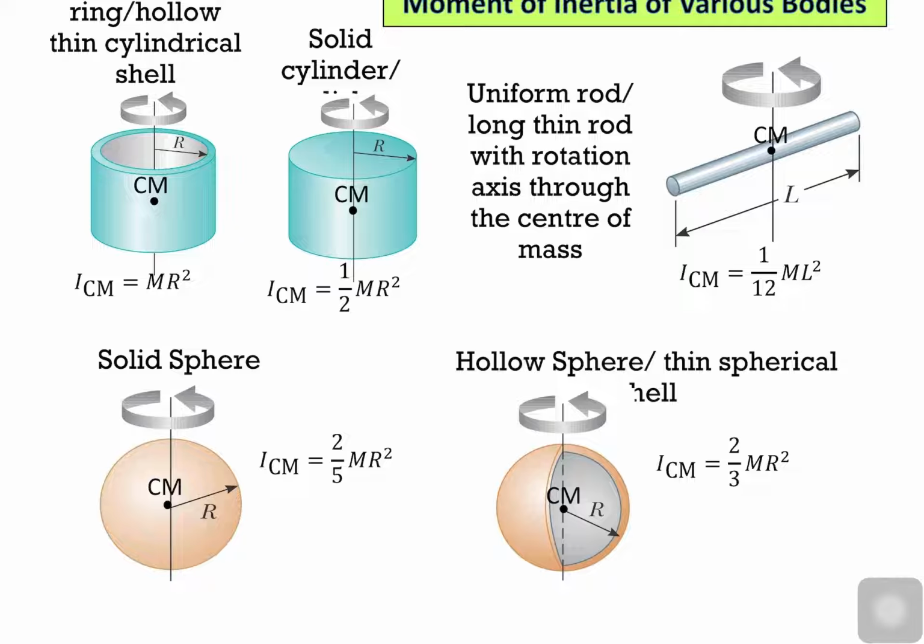So I have the previous shapes. This one is a hollow thin cylinder, the inside is not filled, for example a thermos or a pipe, the cylinder is empty inside. So this is mr square. Solid cylinder, half mr square. Then this is a thin rod, so 1/12 ml square. Then solid sphere 2/5 mr square. Then hollow sphere 2/3 mr square.